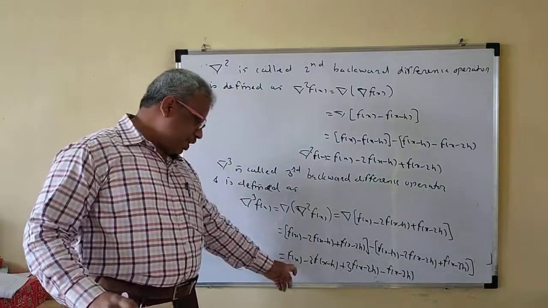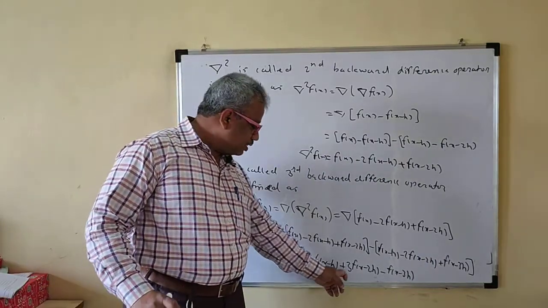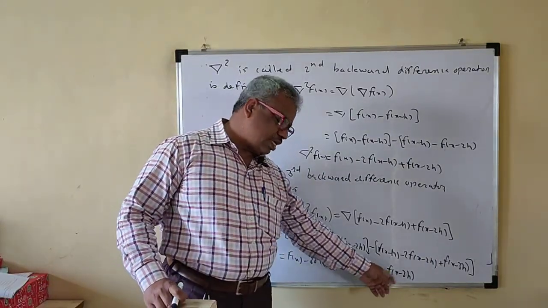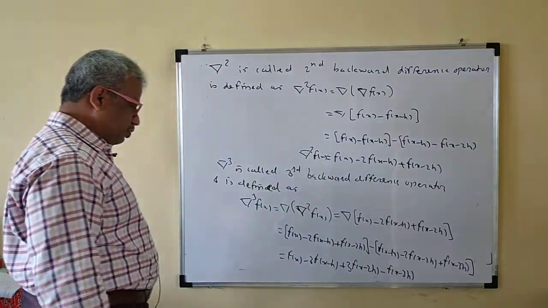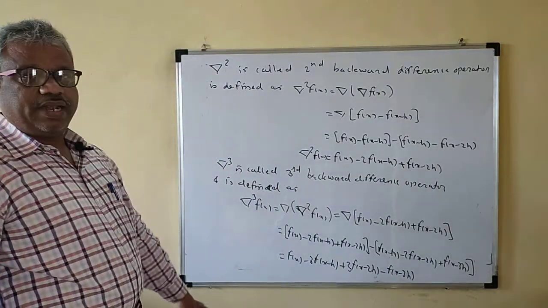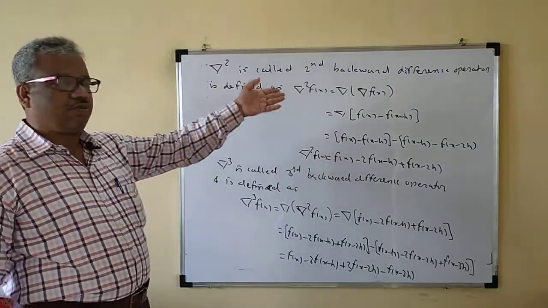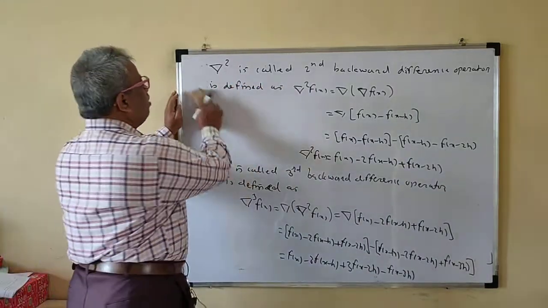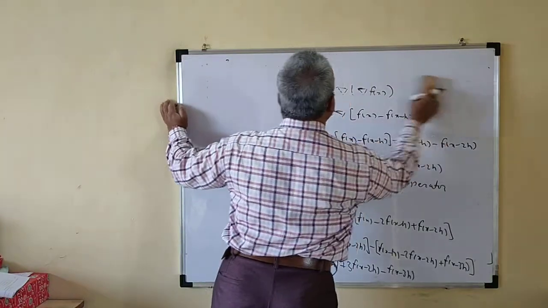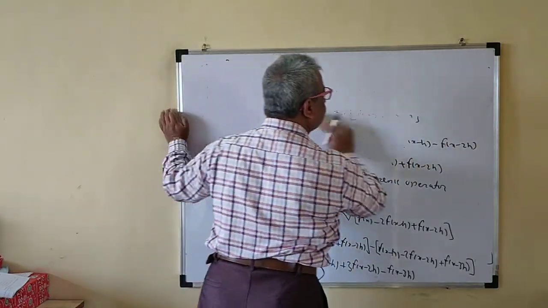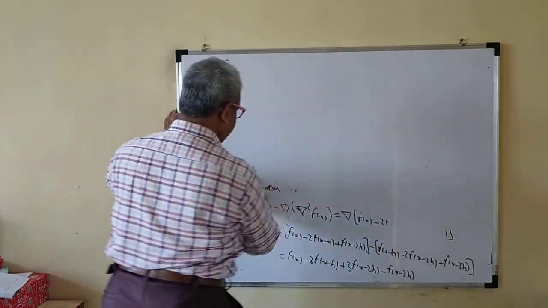So this is f of x minus 3 f of x minus h plus 3 f of x minus twice h minus f of x minus 3h. Okay. So in this way you can find the backward differences, and this is the definition of the backward differences. We also apply it here to find the second difference, third difference, fourth difference, and so on.